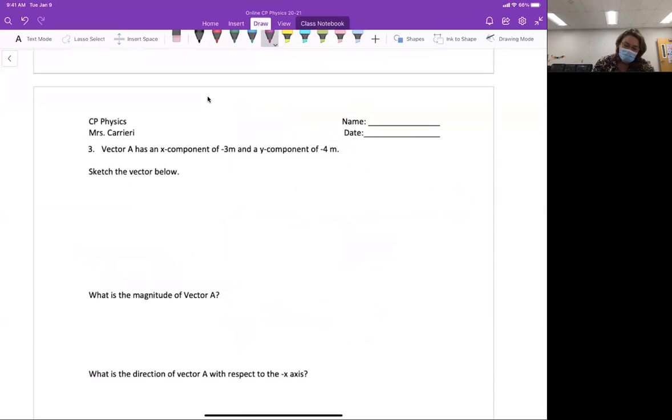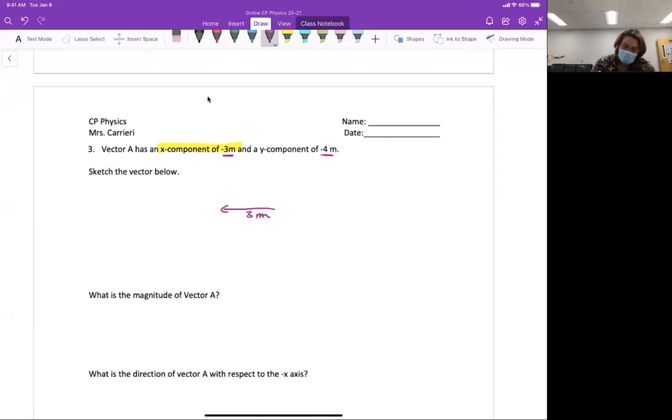Vector A has an x component of -3 and a y component of -4 meters. Sketch the vector. Let's start with the x component. How do I sketch that? I sketch it by going to the left 3 meters. How did I know to go to the left? Because it's negative. The length of it is 3 meters, but it points to the left, and that is what the negative tells me.